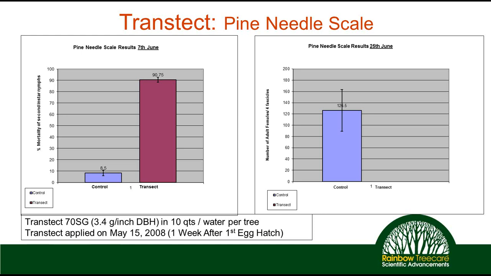And then we also took a look at the number of adult females left on those pine needles. And with Transtect, we could not find any adult females left on those needles versus almost 126, so almost 130 adult females left on the controls. And keep in mind, each female produces up to 100 eggs per season. So that's a pretty extensive exponential population boom that you're preventing for the following year when you treat with a systemic insecticide.